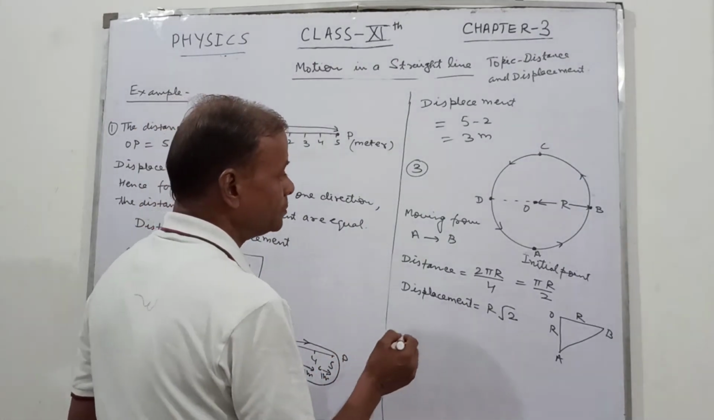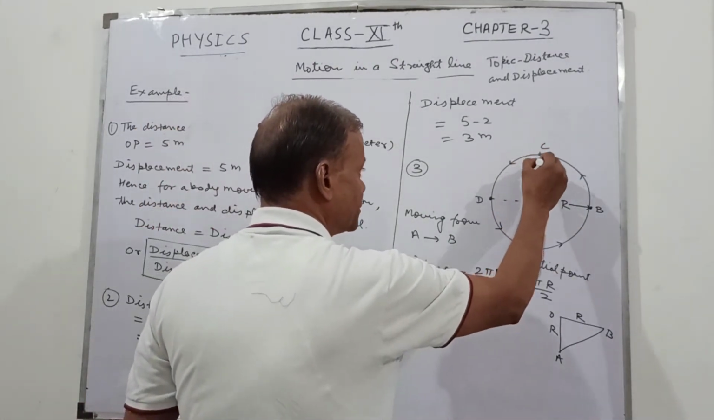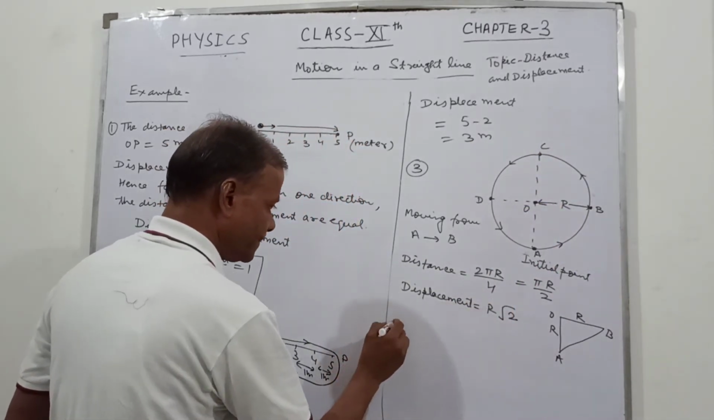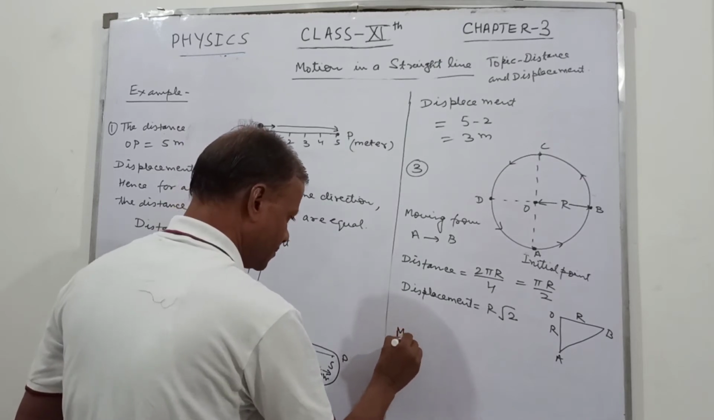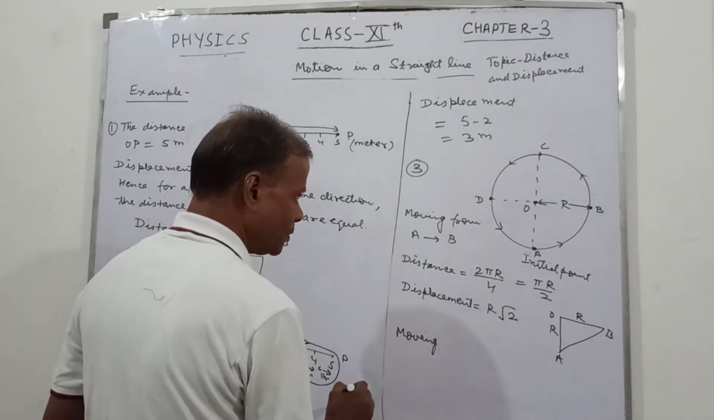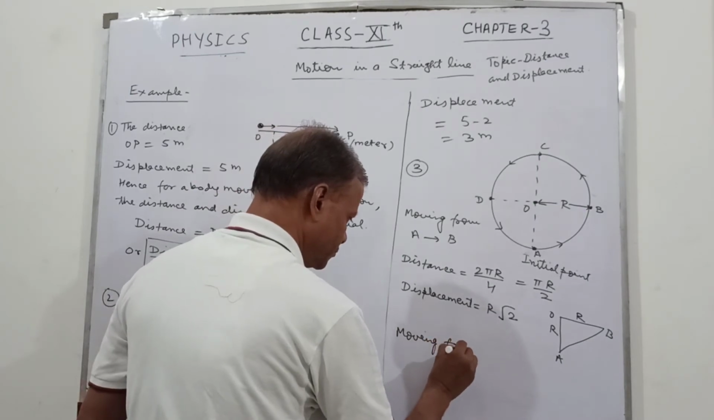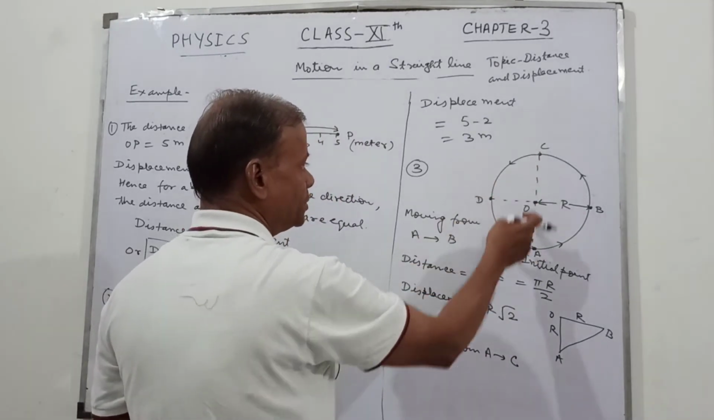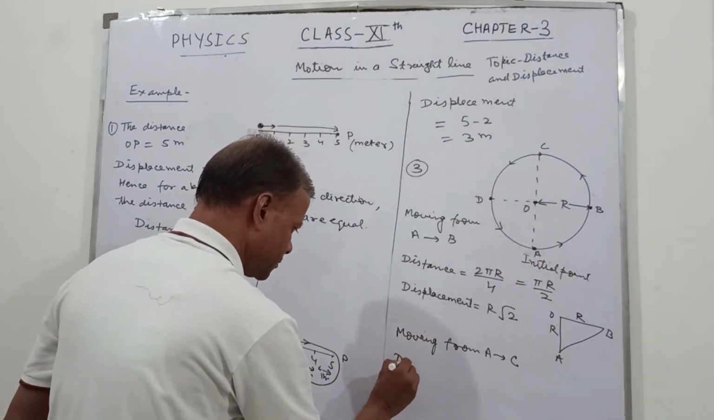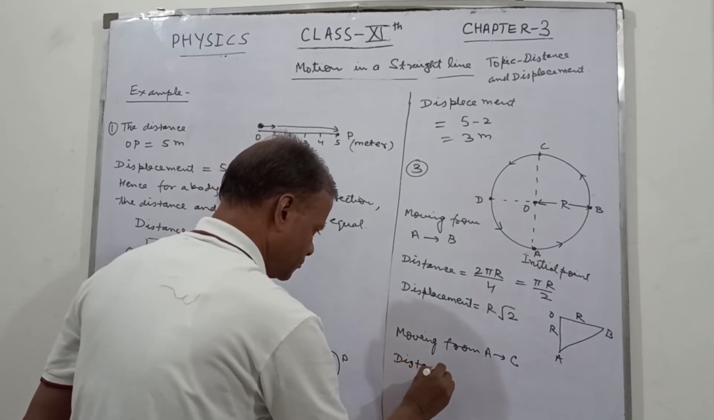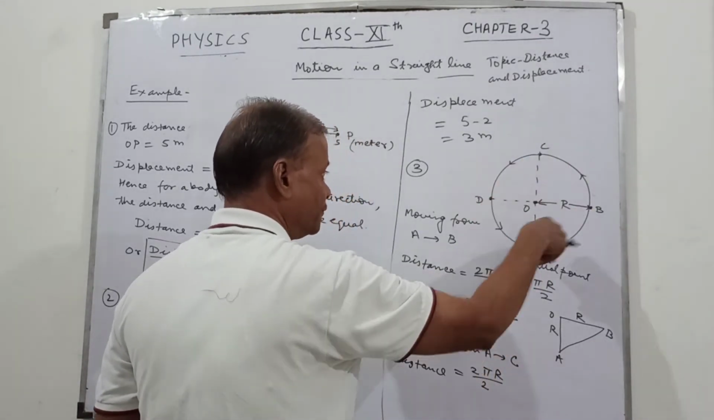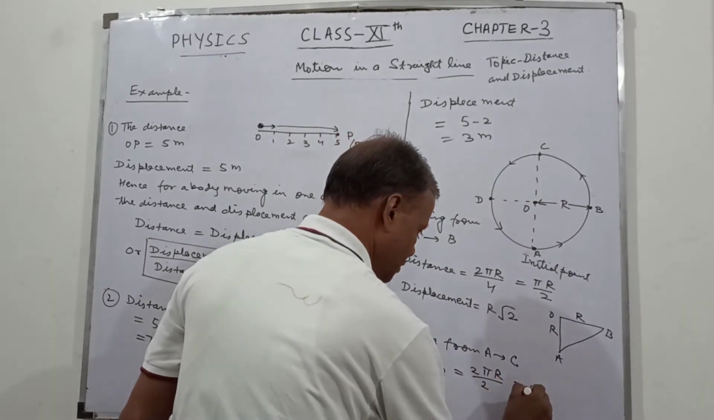And now moving from A to C like this. Moving from A to C. Now then distance is equal to 2 pi r upon 2. This is now half of this circumference. So this is equal to pi r.